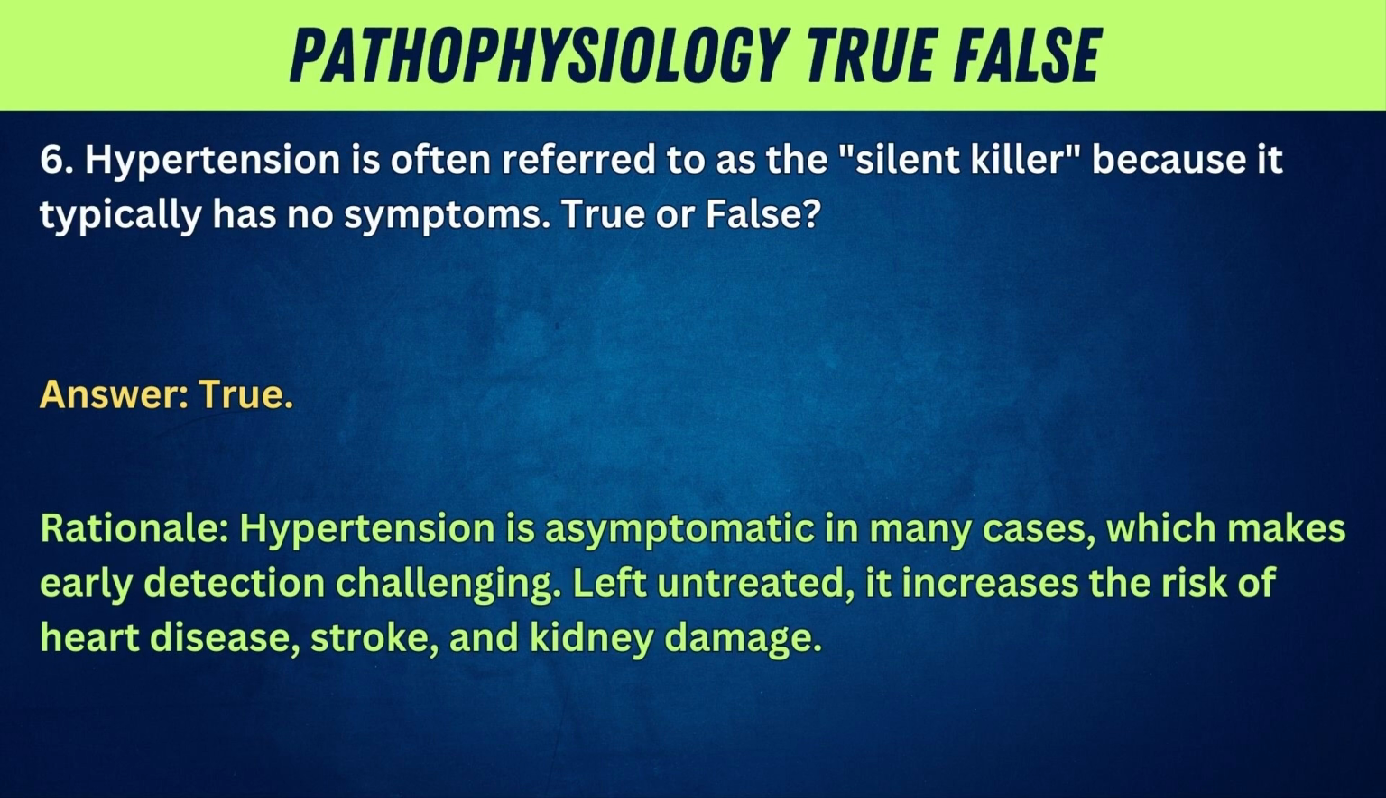6. Hypertension is often referred to as the silent killer because it typically has no symptoms. True or false? Answer: true. Rationale: hypertension is asymptomatic in many cases, which makes early detection challenging. Left untreated, it increases the risk of heart disease, stroke, and kidney damage.